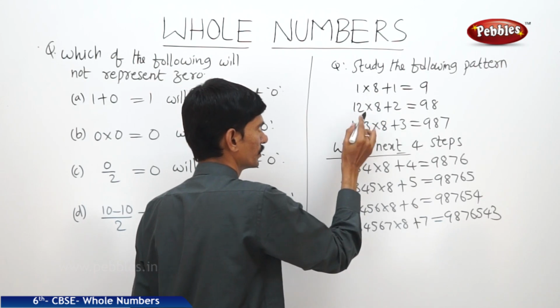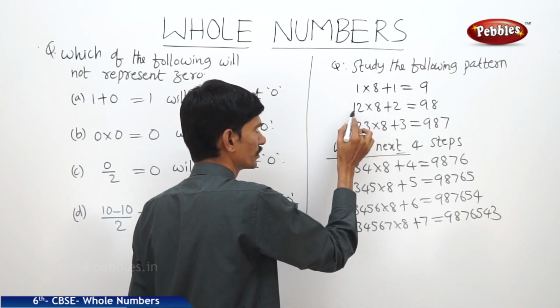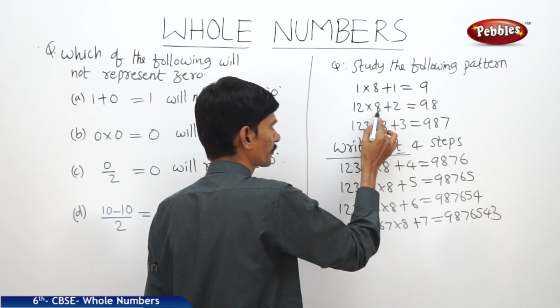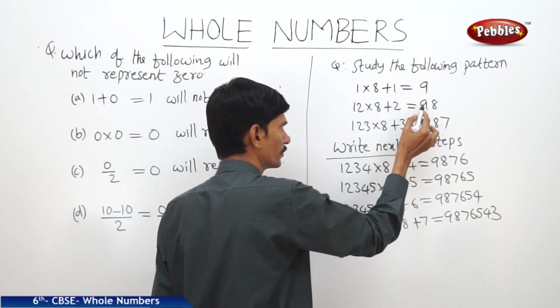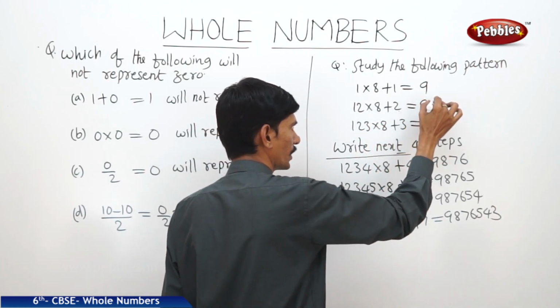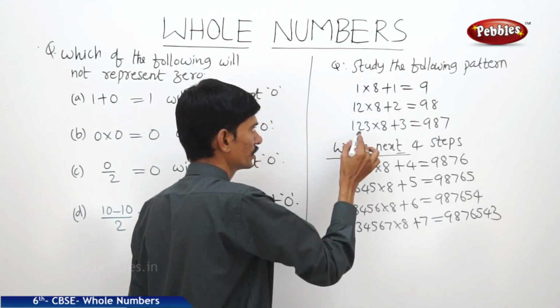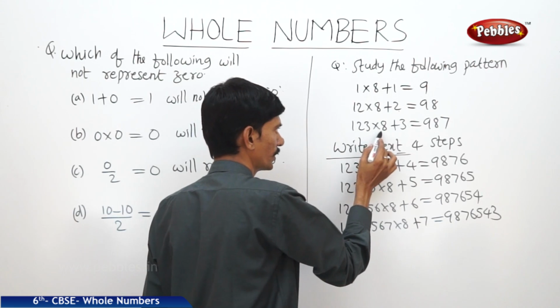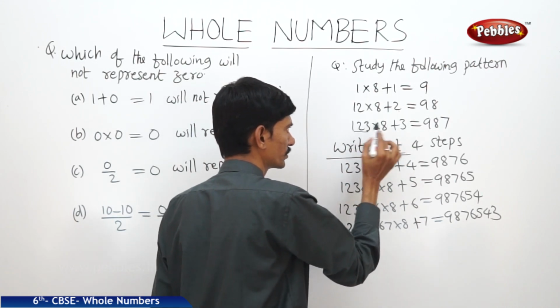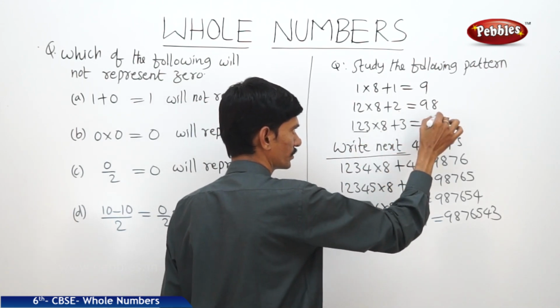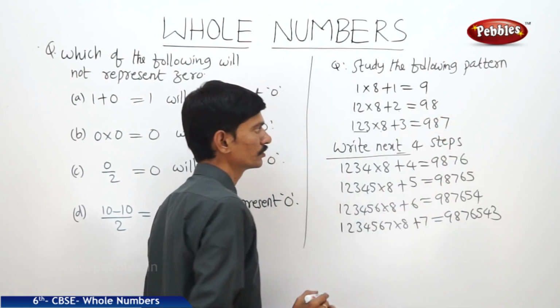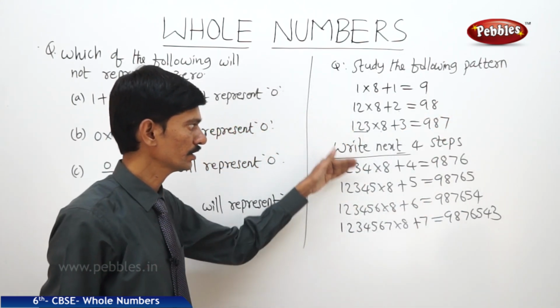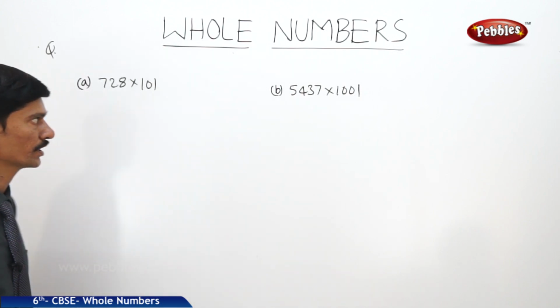So this is the pattern observed. In the first step, 1 into 8 plus 1 equals 9. In the second step, 12 is multiplied by 8 and 2 is added, then we get 98. In the third step, we take the first 3 digits 1, 2, 3, multiply by 8 and add 3, the number of digits, and we get 3 numbers in descending order, 987. So we can continue the same pattern for any step.